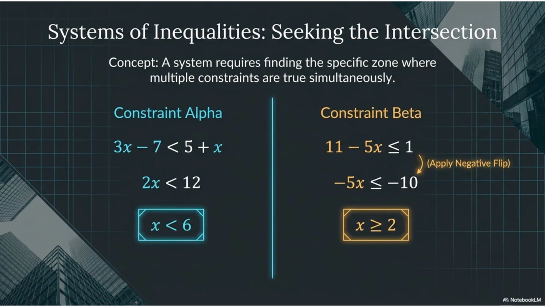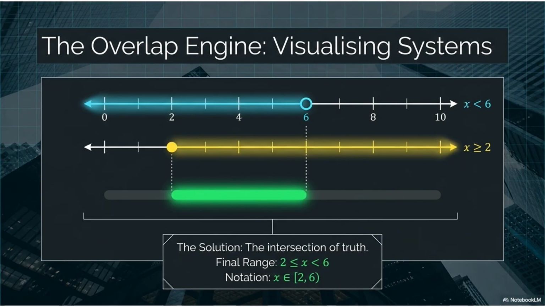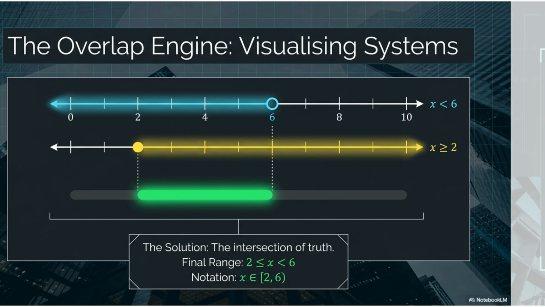When we look at a system of inequalities, we are seeking the intersection, a specific zone where multiple constraints are true at the same time. By visualizing these systems, we can see the overlap clearly. The intersection of these truth zones defines our final, valid solution range.